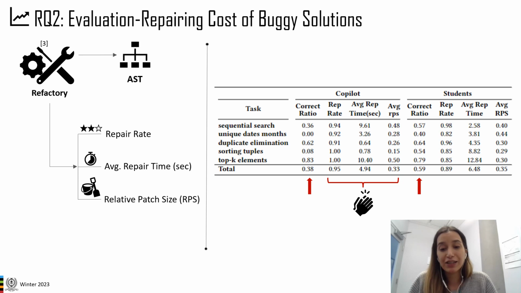So 95% of the buggy codes generated by Copilot were able to be fixed. We also checked the buggy codes manually, and we found that sometimes the bugs generated by Copilot are very simple, such as using greater instead of greater equal. But this is not the same for students. The problems are from a Python programming learning course, but the bugs generated by students are more difficult to repair, and it even takes more time for the tool to repair the bugs generated by students.